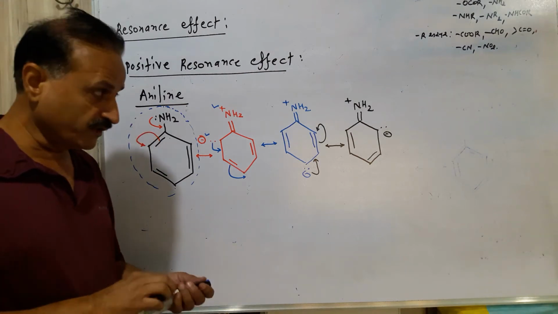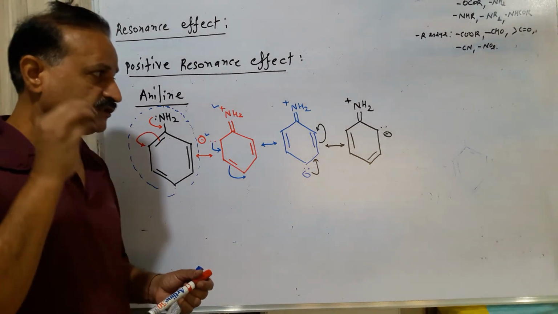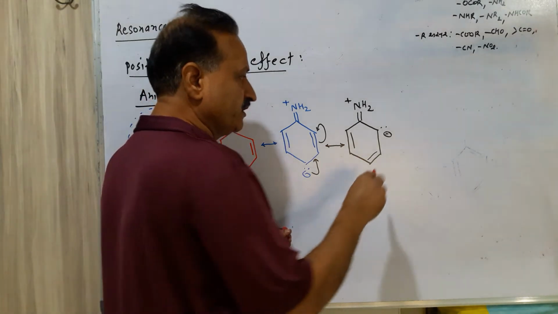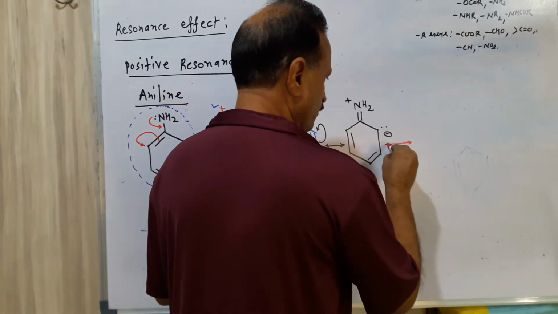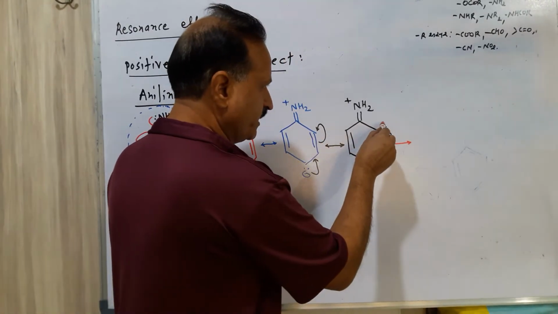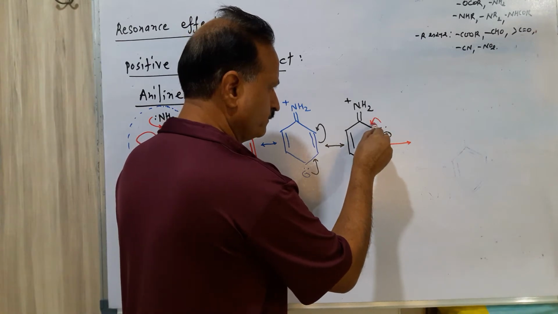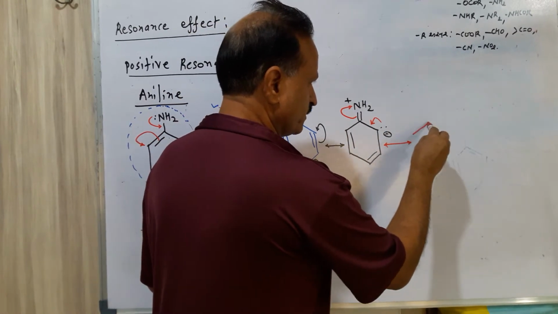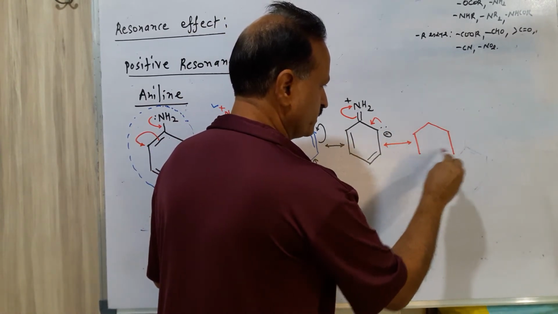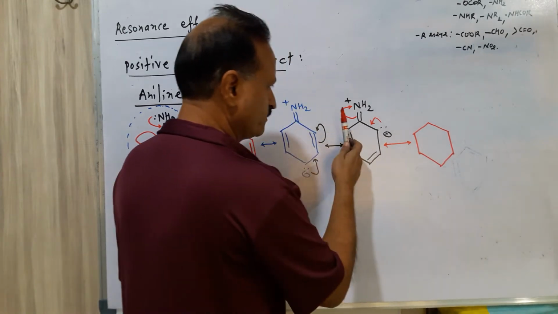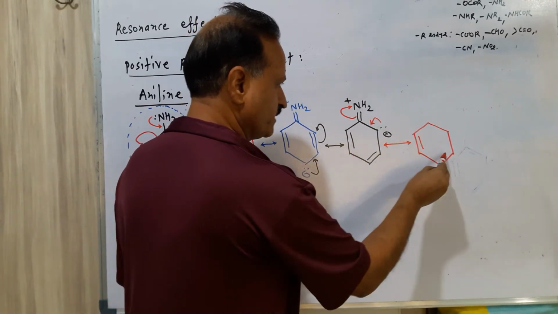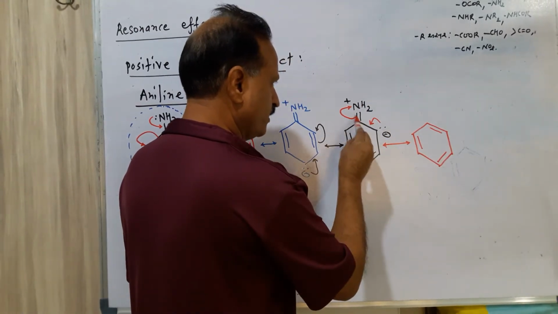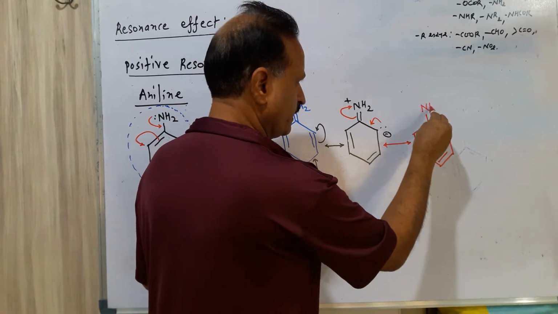Positive resonance effect. The fifth structure, which is not given in your textbook, I am drawing. We are having the changed structure, and again we are having the original reactant. This electron will convert into a bond, and this bond will convert into an electron. The fifth structure which is not drawn in your textbook is this. This bond as it is, this bond as it is, this electron converted into bond, ready. This bond is converted into electron, ready.